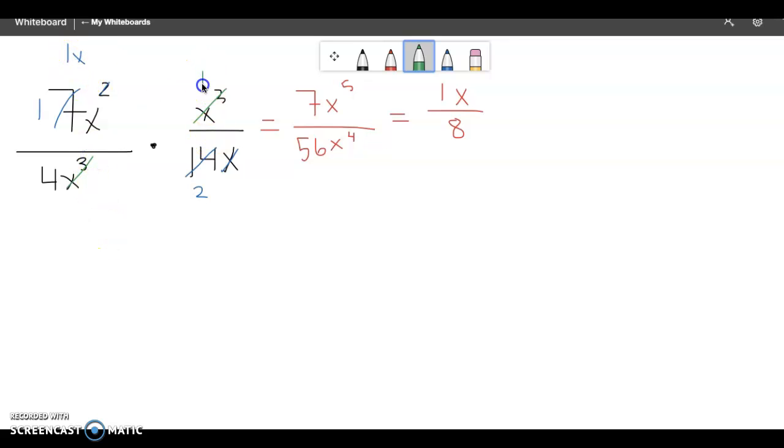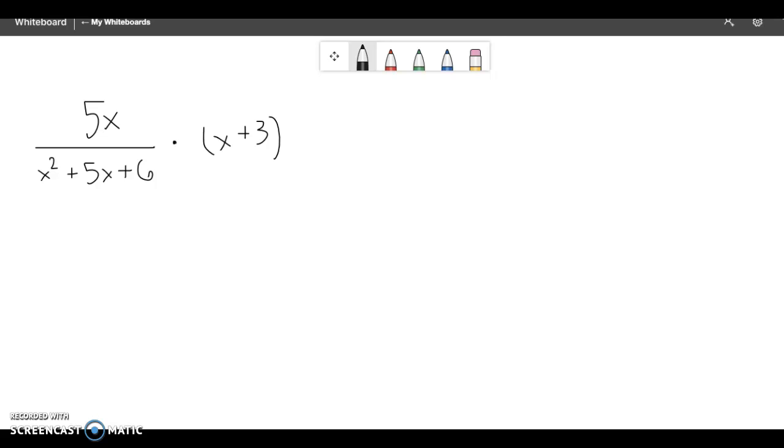1x times 1 is 1x. 4 times 2 is 8. So it gives you the same answer. So if you're comfortable with simplifying like you would have done anyways with fractions, do that first. The next example is a little bit more difficult because I threw in a polynomial and it doesn't look like the second term is a fraction, but we're going to make it into one.